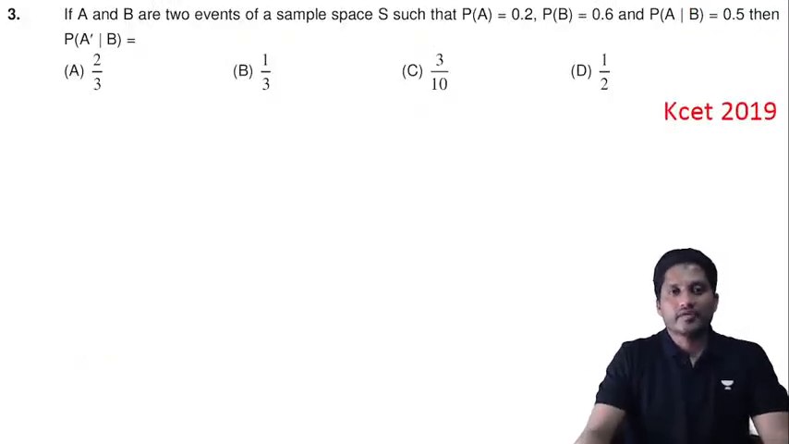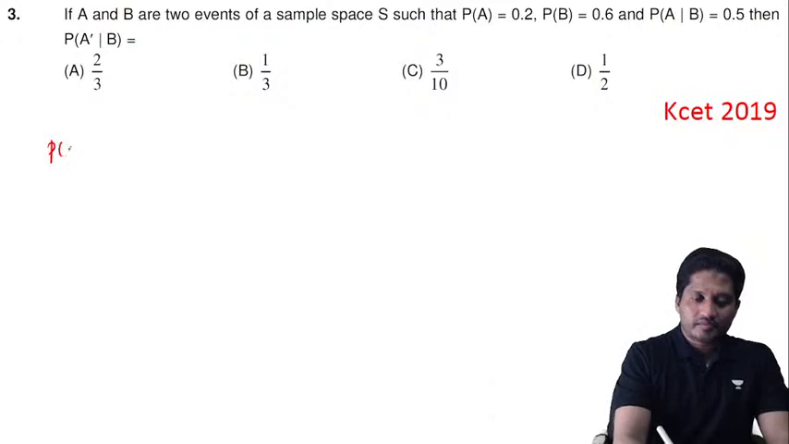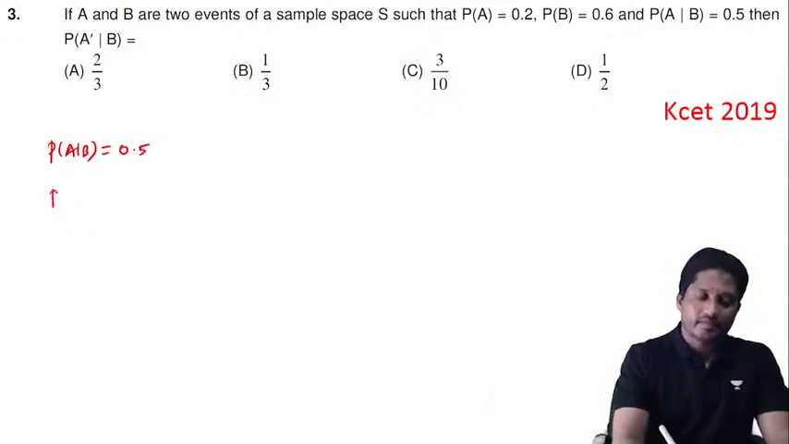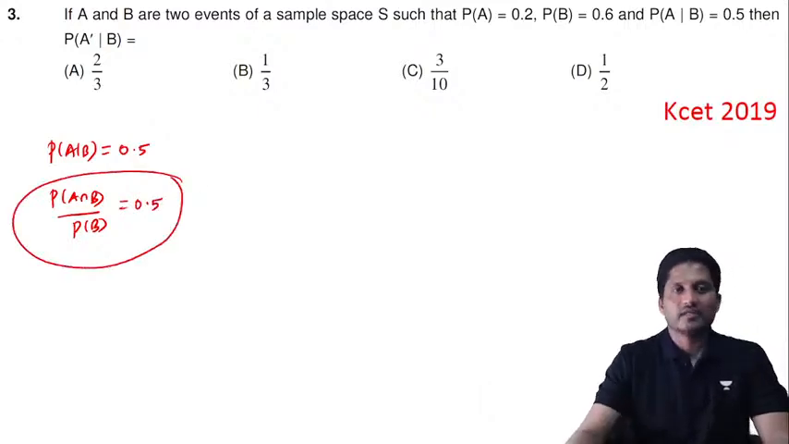If A and B are two events of a sample space S, such that P of A and P of B are given, and P of A given B is equal to 0.5, right? Now P of A given B is P of A intersection B upon P of B, which is equal to 0.5. Right, just keep this as it is, we will use it later.